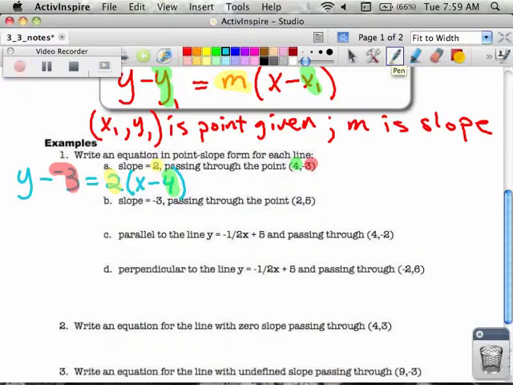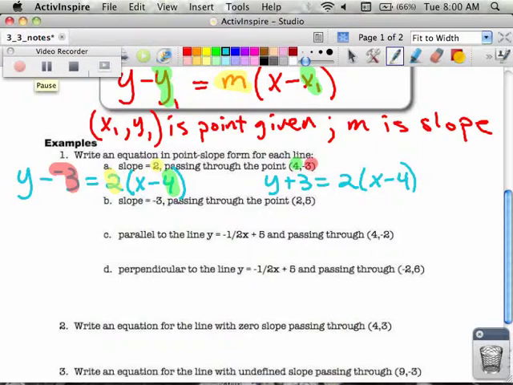Now, of course, you should probably simplify this just maybe a little bit. Like, for example, maybe instead of writing down y minus minus 3, you should probably write it as y plus 3 equals 2 times x minus 4. And that's it. That's the equation in point slope form. So you just put the two minuses together. If you ever see minus minus, make it a plus. That's it.